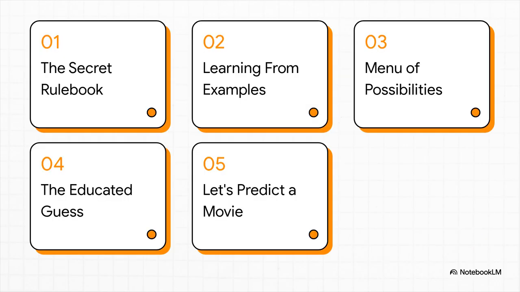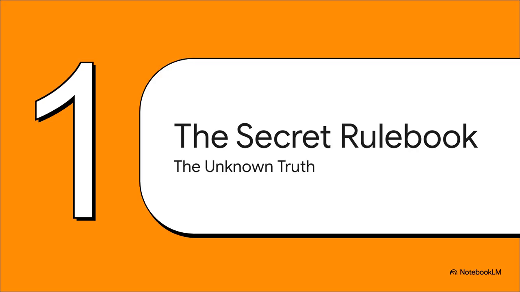Think of this as a kind of detective story. First, we'll look at the big mystery, this secret rule book we're trying to figure out. Then we'll check out the clues, which are our examples. After that, we'll see the list of suspects, or the menu of possibilities the machine can pick from. We'll watch it make its final, educated guess. And then we're going to put it all together to predict a movie rating. Ready? Let's go.